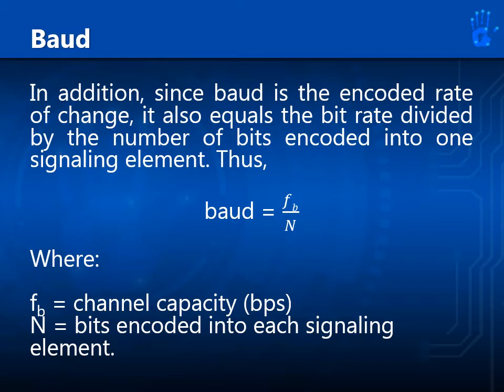Now let's take a look at Baud. Since Baud is the encoded rate of change, it also equals the bit rate divided by the number of bits encoded into one signaling element. Thus, Baud is also equal to f sub b divided by n, wherein f sub b is the channel capacity and n is the bits encoded into each signaling element.